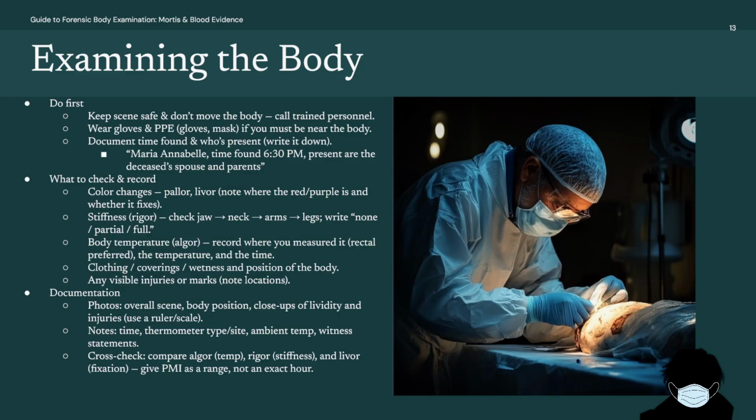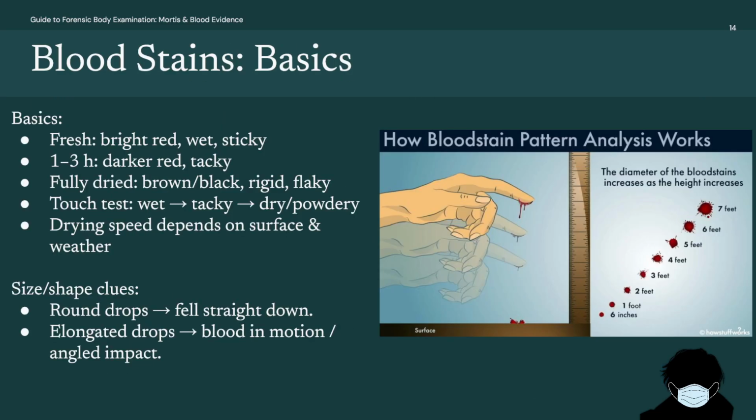Documentation. You must document the scene, taking photos of the injuries and noting the time, temperature, ambient temperature, and witness statements, and then cross-check and compare the algor, rigor, stiffness, and livor, and give the PMI as a range, not an exact hour. Bloodstain basics. There is a bunch of points that you need to know.